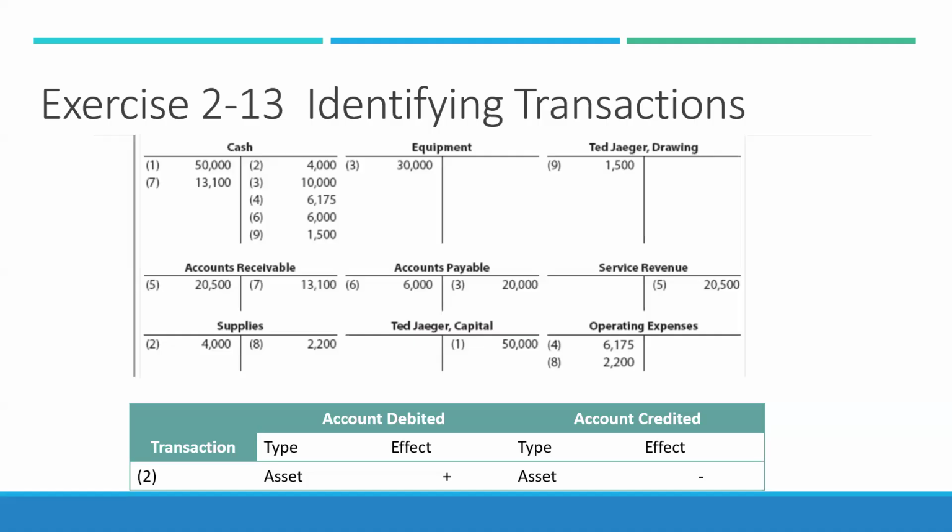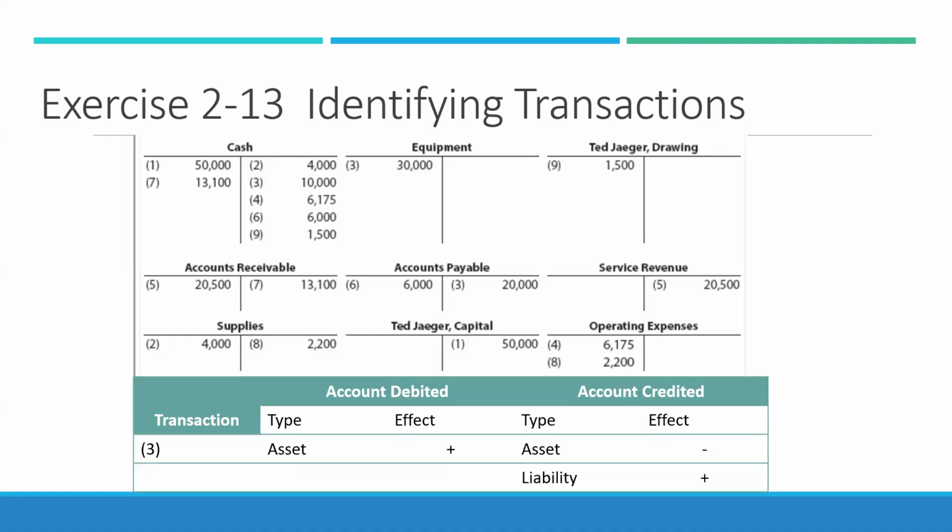Do you see number 2 shows a cash on the credit side of 4,000 and supplies of 4,000? Do you see supplies is debited and cash is credited? What do you think happened? Purchase supplies for cash. Is this making sense? Sorry, I say that too much.